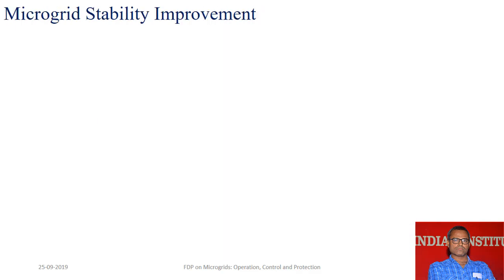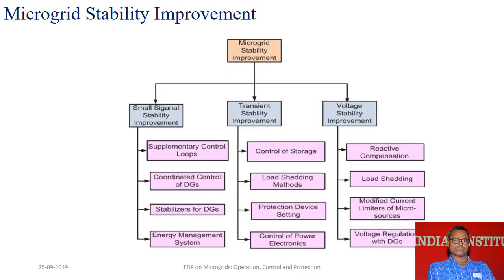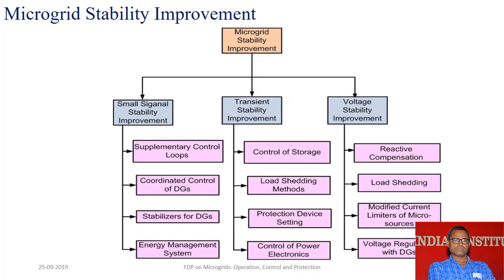So then how can we improve the stability? In order to improve the small signal stability, we need supplementary control loops. We can use the coordinated control of DGs, stabilizers of DGs, and the energy management system, right? We'll talk about this a little bit in the later slides. What is a supplementary controller, right? And this coordinated control is not covered very much.